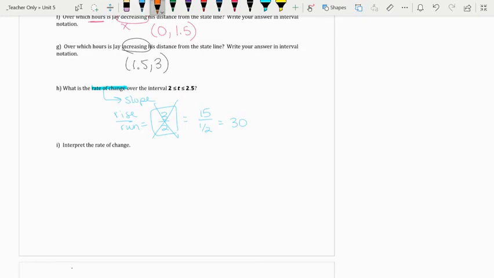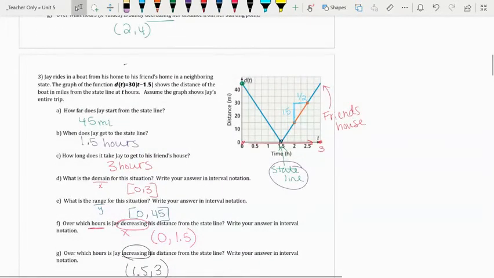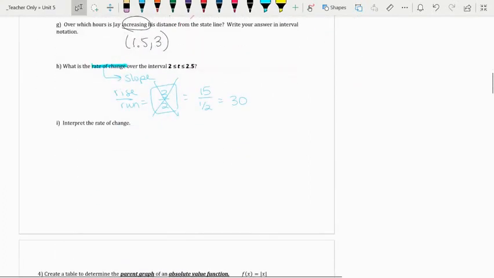So when they ask you to interpret this, we need to think about what that 30 means. Well, 30 means we are going a specific amount of miles in an hour. So this would mean the boat is going 30 miles an hour.